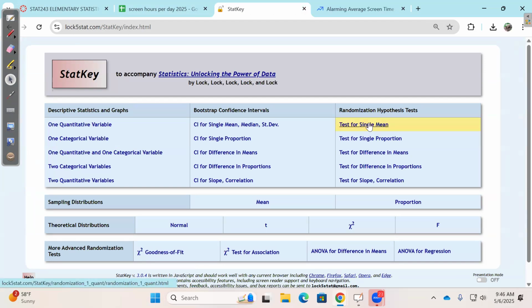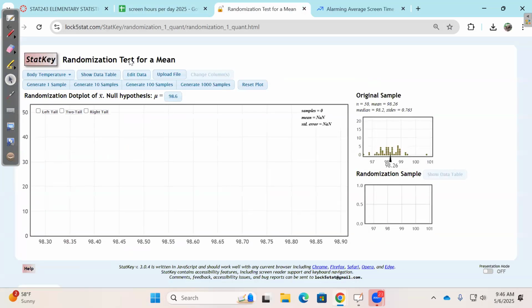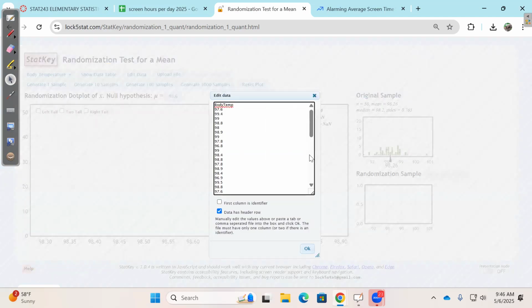So to get this started, again, I want hypothesis test for mean, and that takes you to the page called randomization test for mean. There are 2 things you've got to do here to get this started. There are going to be several homework problems and a written assignment at the end where you're going to do something just like this. You're going to edit out whatever data is there. Control A to select all, delete, Control V to paste the numbers in. We don't have an identifier, but we do have a header row. I have hours up there. So then click OK.